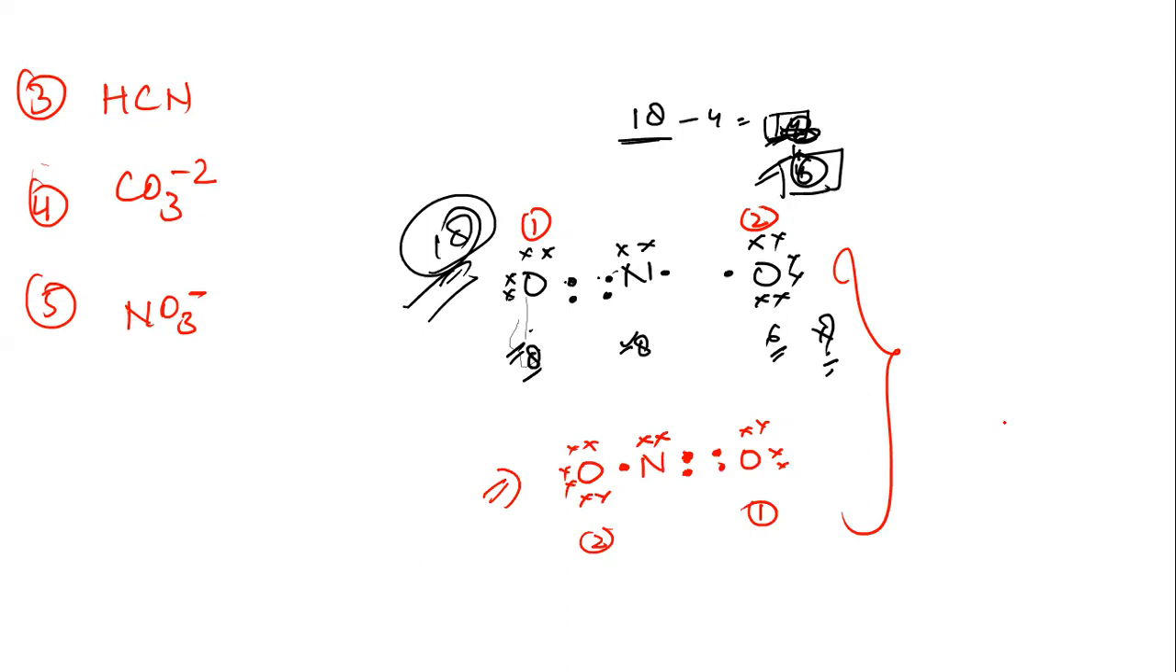But if you consider this oxygen as 1 and this oxygen as 2, between the first oxygen and nitrogen a double bond is there. Between nitrogen and the second oxygen, a single bond. Now the positions have been twisted. That is known as resonance.